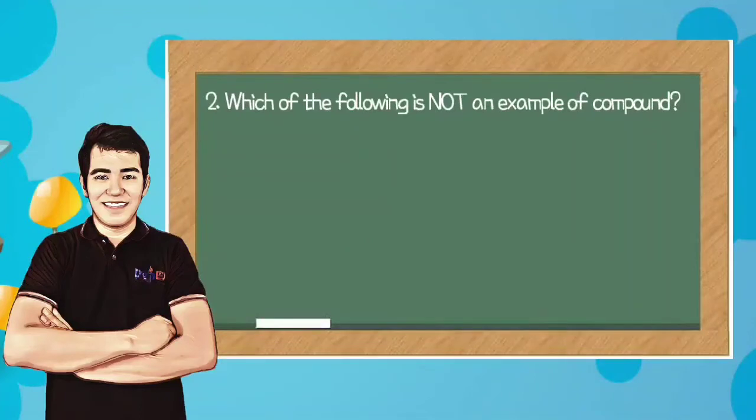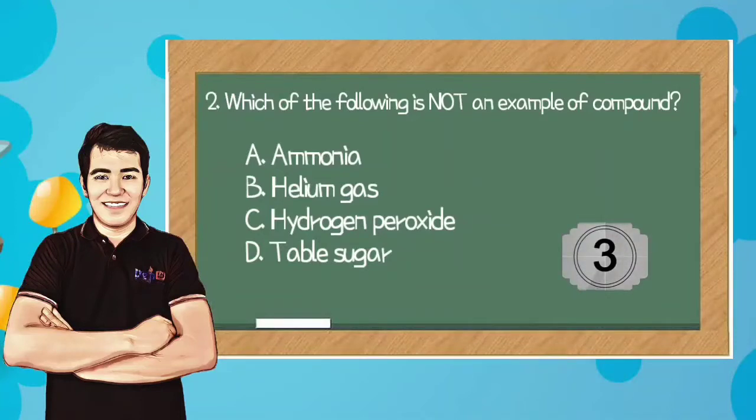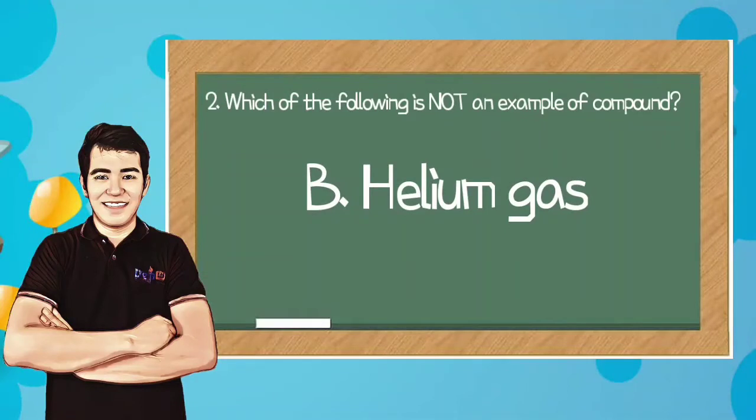Number 2. Which of the following is not an example of compound? A. Ammonia, B. Helium gas, C. Hydrogen peroxide, or D. Table sugar. Your time starts now. Time's up. Let's reveal the answer. The correct answer is B. Helium gas.